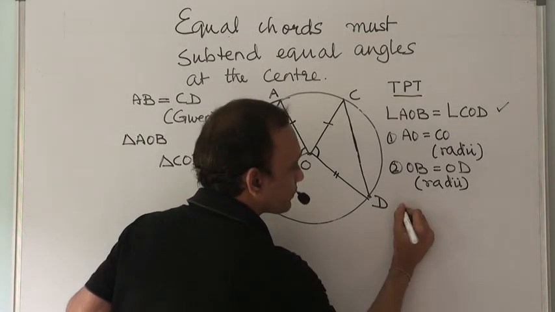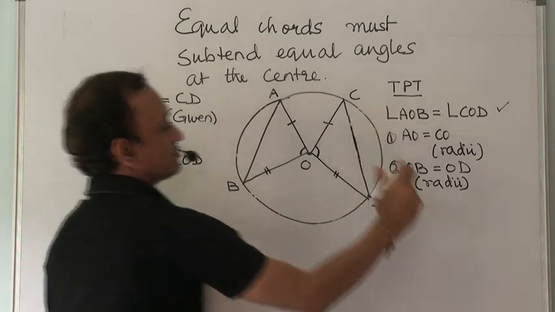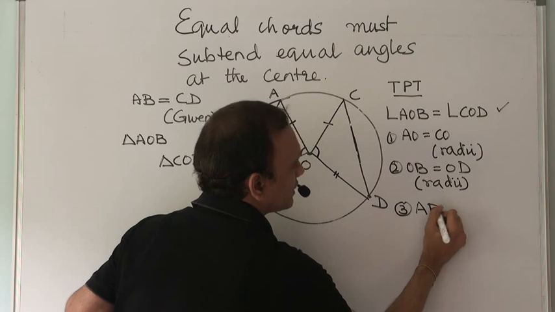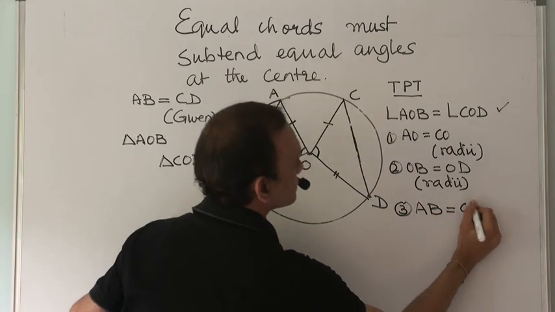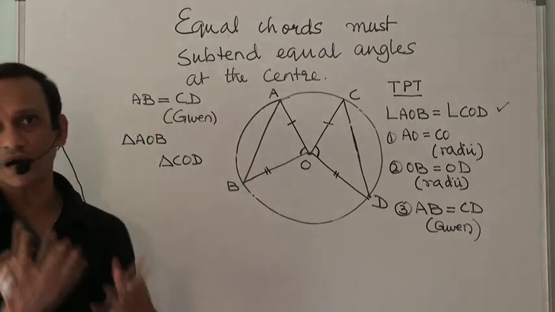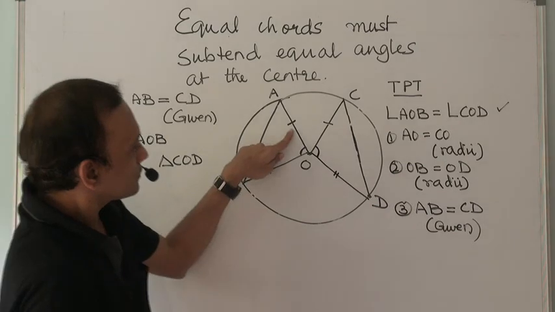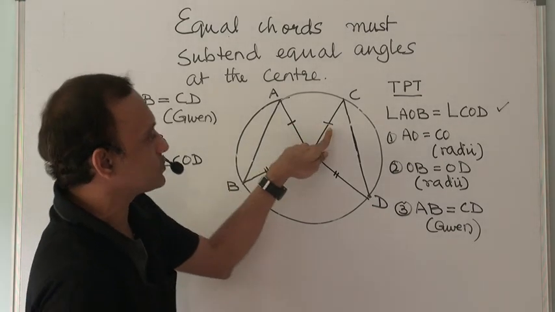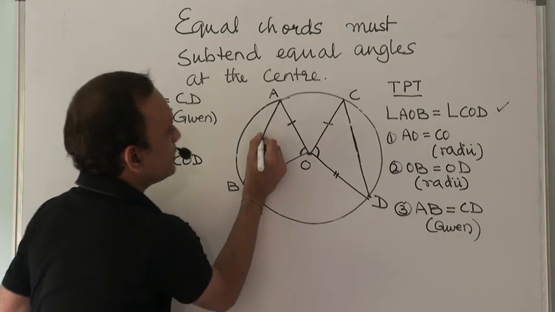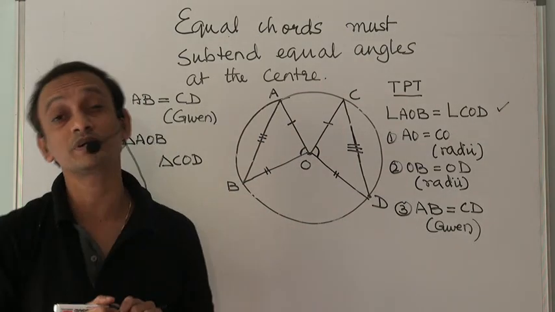And then AB is DC. That's given. AB is CD. That's given. Now, what comes through is a very simple little thing. In these two triangles, this side equal to this side, this side equal to this side, and AB is the same as CD, which means what?